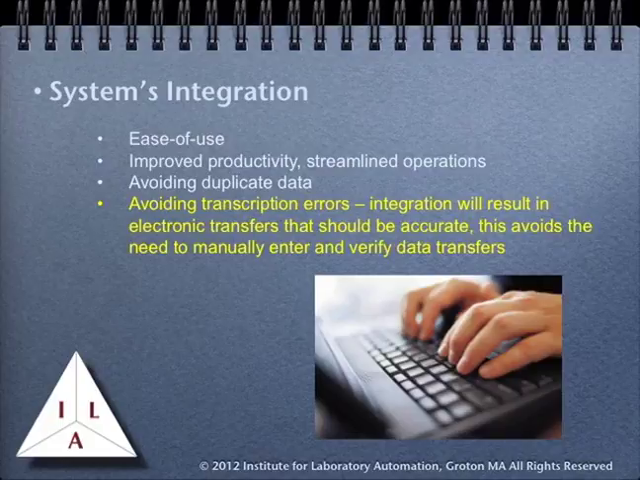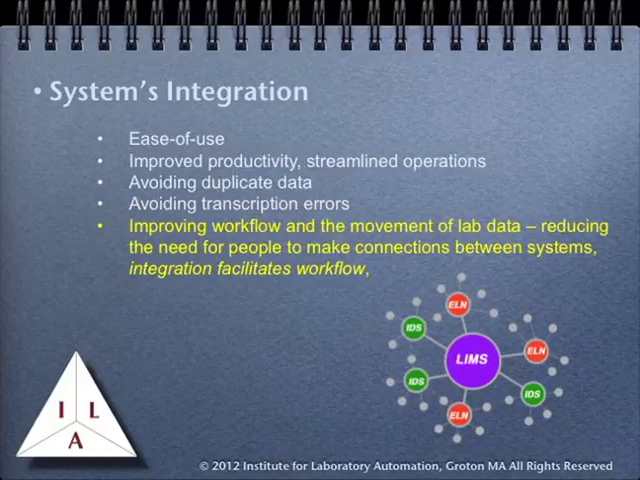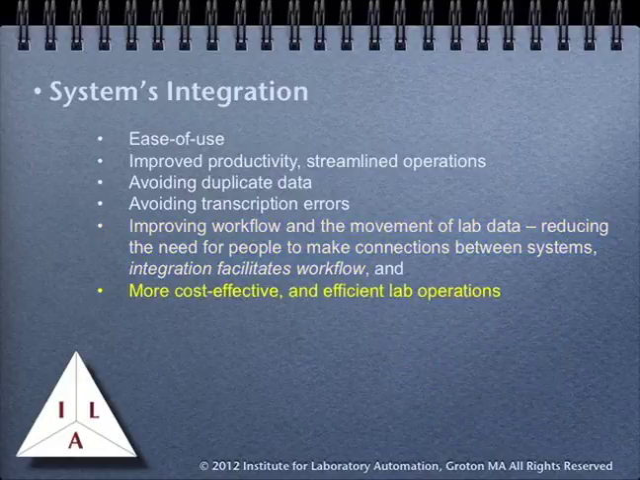If we have to rely on people to read data from one screen and type it into another, every keystroke becomes an opportunity for error. By omitting this step, the data moves smoothly without the need to manually verify every entry. All of this improves the overall workflow and the movement of lab data between systems. Instead of using people to make connections between systems, both in transferring samples and data, the systems do it automatically. The sum total of all this is more cost-effective and efficient laboratory operations. This is one of the basic purposes of moving from manual to automated systems. It is a major point of laboratory automation.